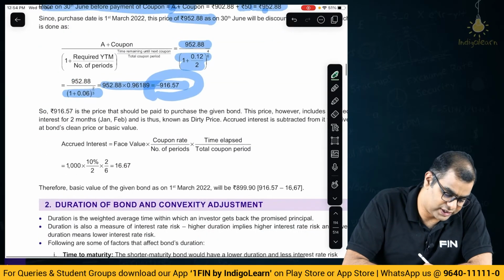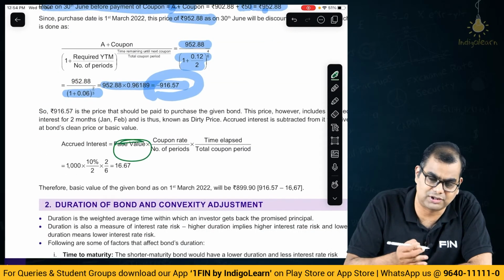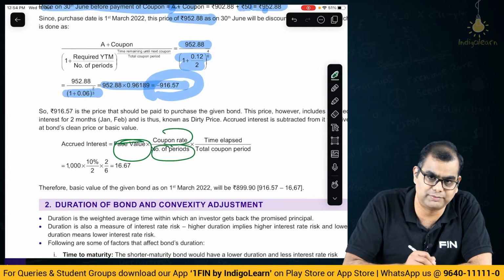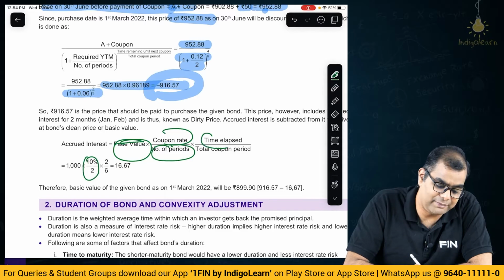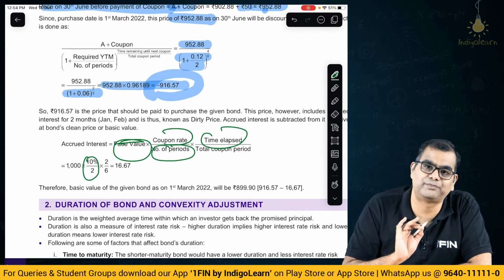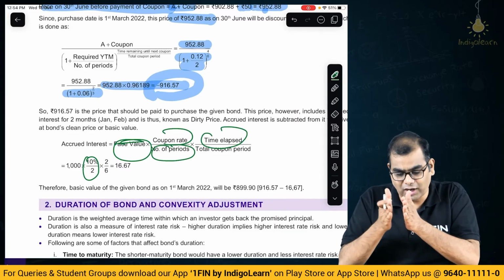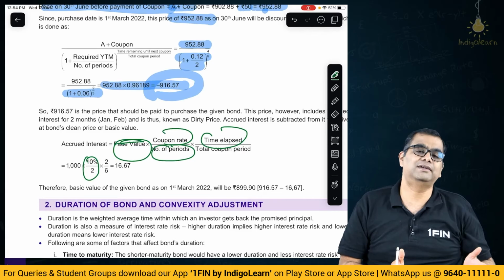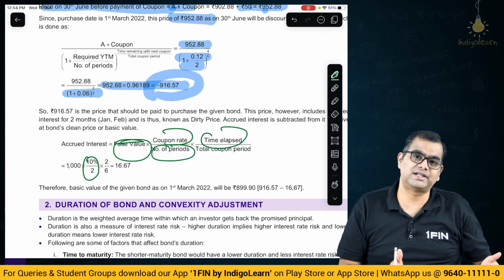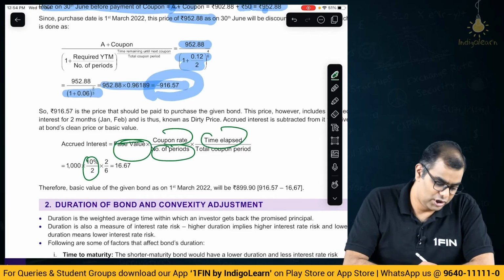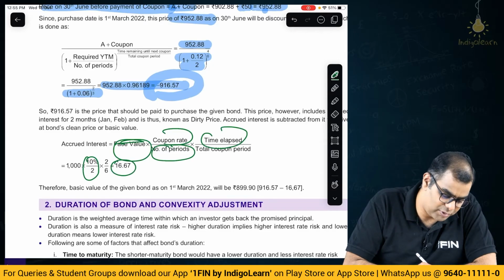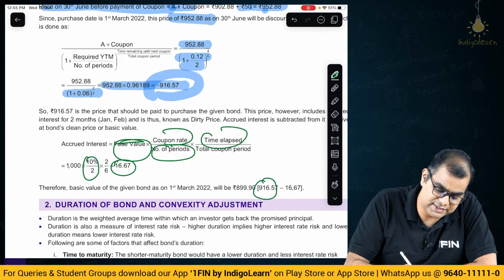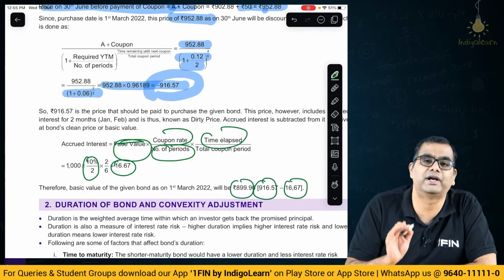So, accrued interest is face value, which is that 1000 rupees. Coupon rate is 10% per annum. So, by 2 because semi-annual coupon, so 10 by 2. Time elapsed is 2 months, so 2 by 6. So, you value the bond till date, as on date, and then you are subtracting the accrued interest from the previous interest payment date to the in-between date. So, you have now computed 16.67 as the accrued interest from 1st of Jan till 1st of March. So, you subtract 16 rupees from 916, you get 899.